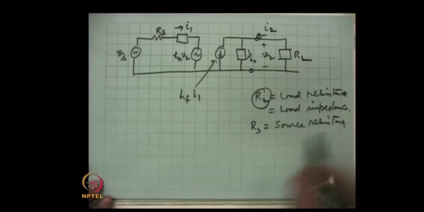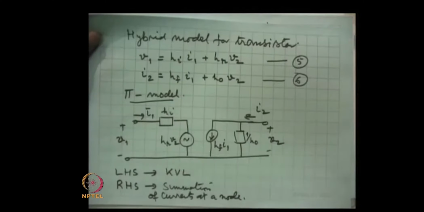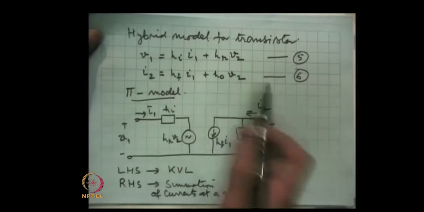And the two equations are here, which we have written earlier, because now we are going to use these two equations very much. So, I write once again V 1 is H I I 1 plus H R V 2 and I 2 is H F I 1 plus H O V 2. This was equation 5 and this is equation 6.